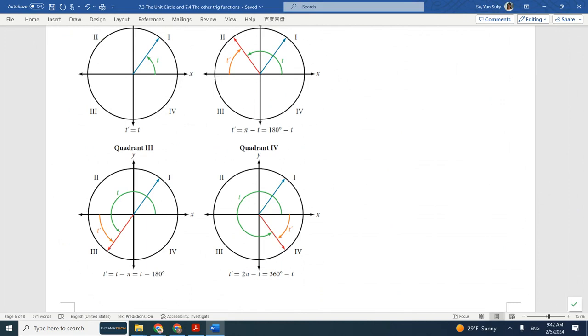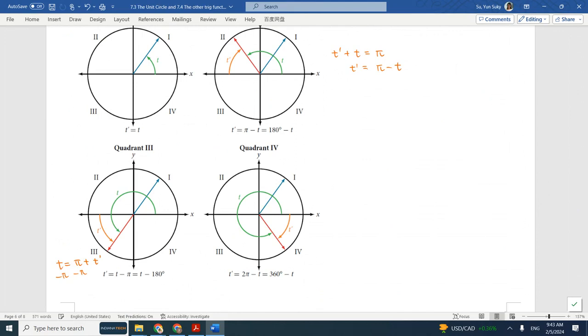So you can write it down. Look at the picture. We can see T is pi plus T prime. Therefore, what is T prime? We subtract pi on both sides. T prime is T minus pi. Is that okay, everybody? Also from the previous picture, we can see T prime plus T is 180 degrees, which is pi. So therefore, T prime is pi minus T. So draw the picture. Then you can see the relation.